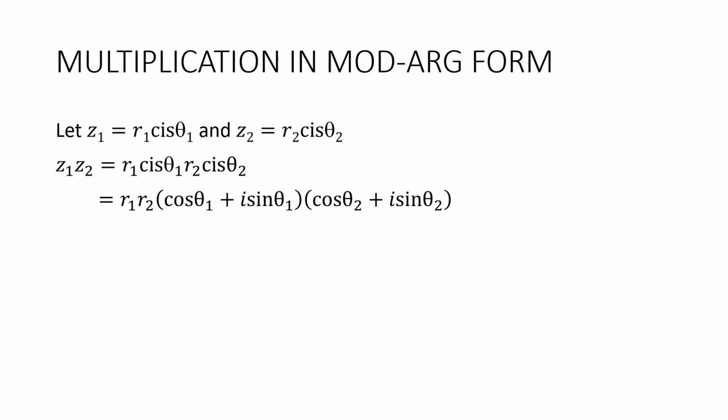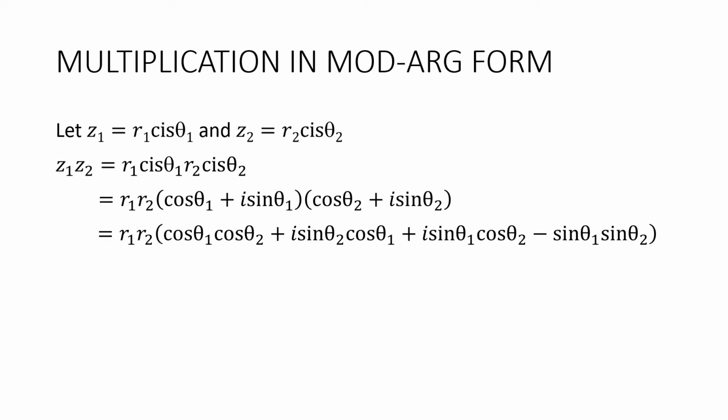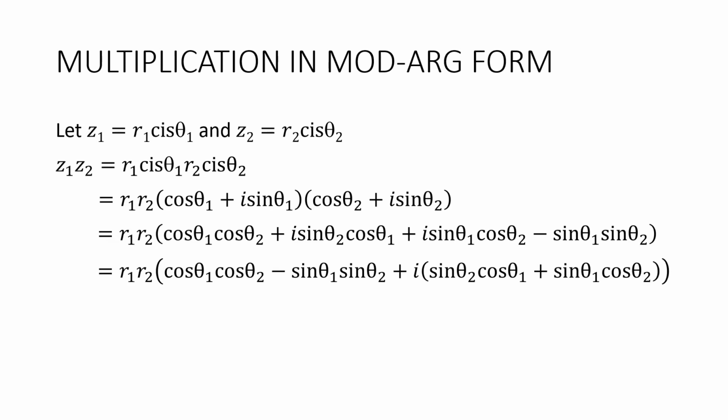So you can see how I've got the two brackets there, cos theta 1 plus i sine theta 1 and cos theta 2 plus i sine theta 2. And I'm going to do FOIL to expand that out, which gives me this. Now I'm going to get the imaginary parts together and the real parts together. So I've got cos theta 1 cos theta 2 minus sine theta 1 sine theta 2, and hopefully you recognize this as the expansion of cos and then brackets theta 1 plus theta 2, and then I've got plus i sine theta 2 cos theta 1 plus sine theta 1 cos theta 2, and this is the expansion of sine theta 1 plus theta 2.